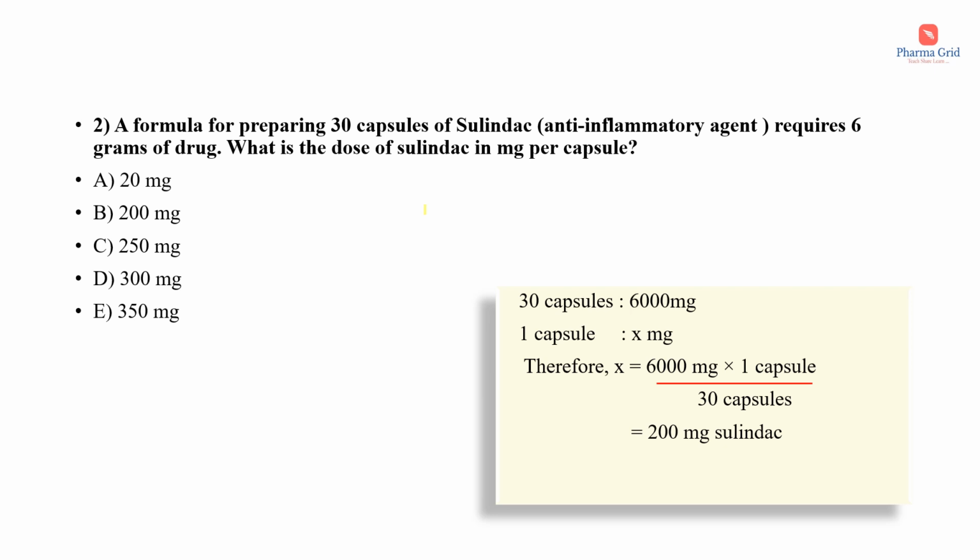Okay, so let's discuss the solution. So 30 capsules contain 6000 milligram of the drug. We need to find out the dose in one capsule. Let it be x milligram. Therefore x is equal to 6000 milligram into one capsule divided by 30 capsules. That is equal to 200 milligram Sulindac. So here the correct answer is option B, that is 200 milligram. This is a simple arithmetic calculation.